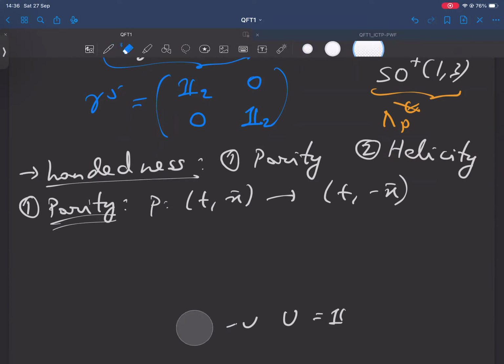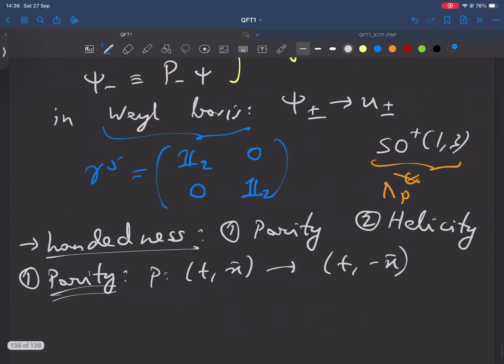Okay. I think the confusion is coming from the fact that I said SO(3). Forget about SO(1,3), this is just a notation. All I'm saying is that we looked at infinitesimal Lorentz transformations till now. Let us look at parity, which is not an infinitesimal transformation because it just flips the sign of the space vector.